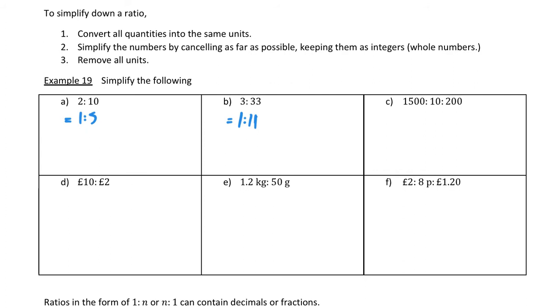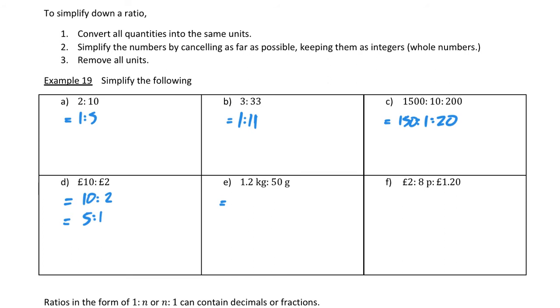C, this is a ratio with 3 parts in it. First thing I would do is divide through by 10 to give me 150 to 1 to 20, and that's actually as far as we can go. That's all we can do. Okay, part D, first of all, we've got units involved in this one. Are the units the same? They are the same, so we can just get rid of the units. So that's going to be 10 to 2, and then both divide by 2 to give you 5 to 1.